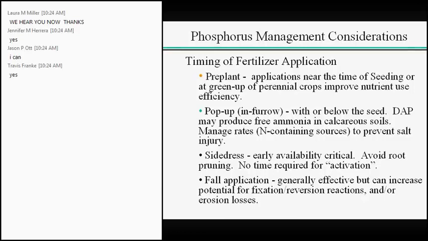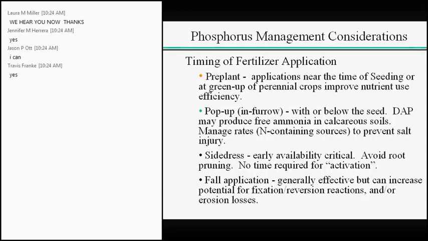There's been some indication, especially from some, for lack of a better term, fertilizer dealers, that says there's some time that's required for this to be activated so it's available to the plant. Wrong. Once it hits the ground, it's available to the plant. So don't worry about activation of phosphorus compounds in the soil. Fall application can work, but again, you've got to compensate for that fixation and reversion reactions. If it's not incorporated, you do have the potential for erosion losses. And if it ends up in our surface water bodies, we've got some potential issues.